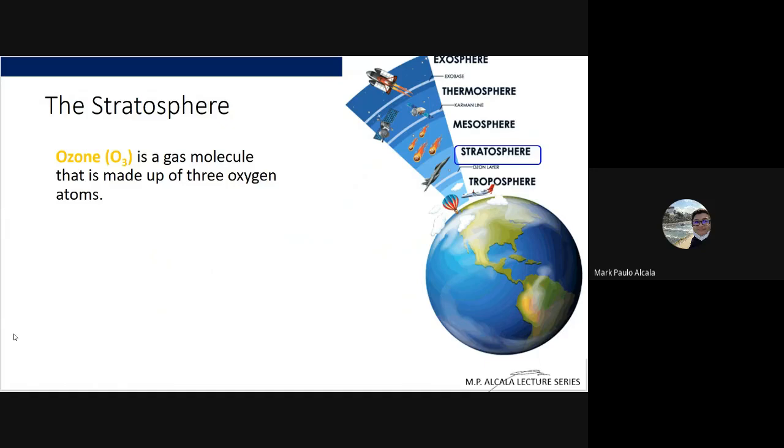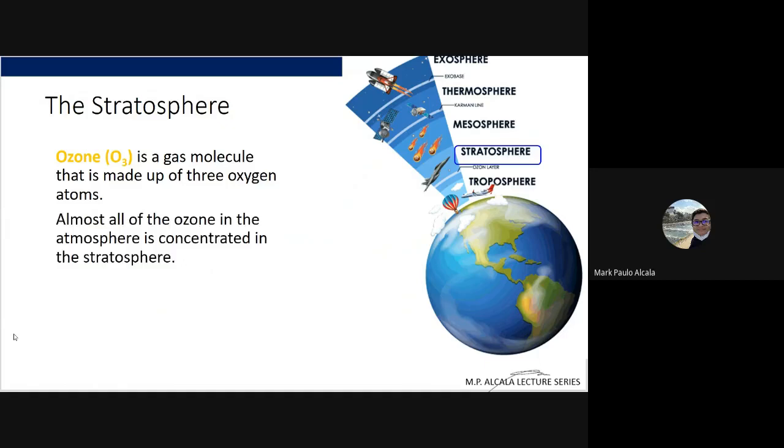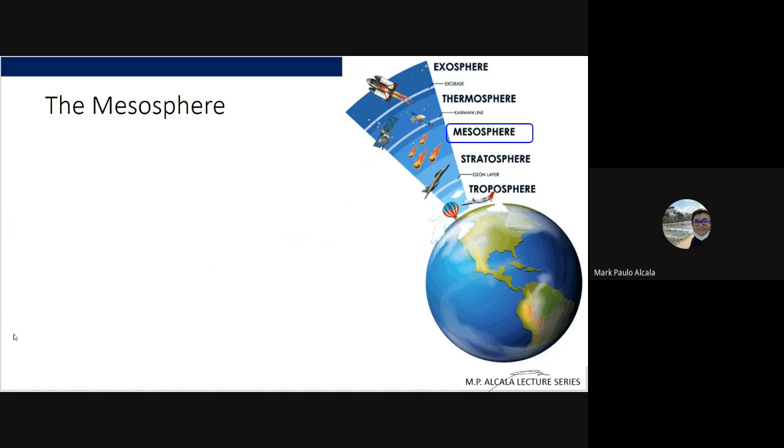So this is what protects us, class. The ozone layer absorbs UVR, ultraviolet radiation. It reduces the amount of harmful UV radiation that reaches the Earth. UV radiation that does reach Earth can damage living cells. So, right, there are studies that UV rays can cause cancer. Almost all of the ozone in the atmosphere is concentrated in the stratosphere.